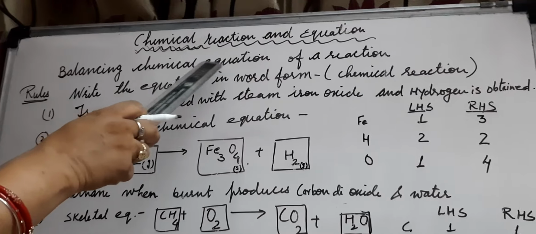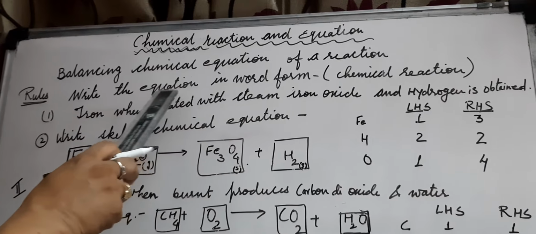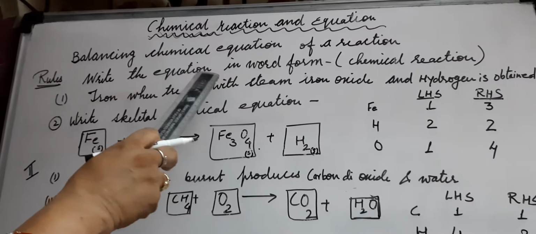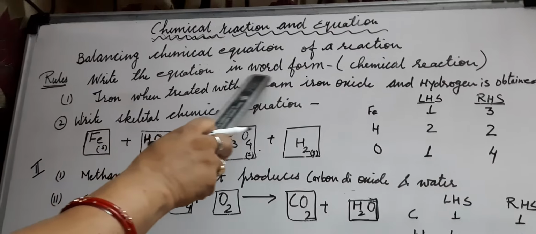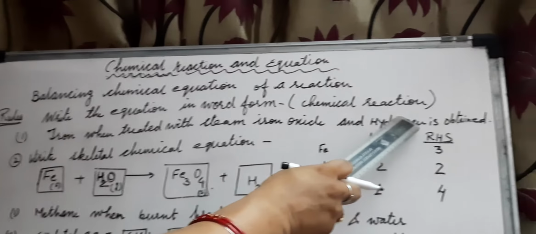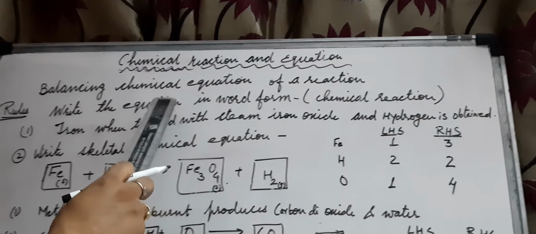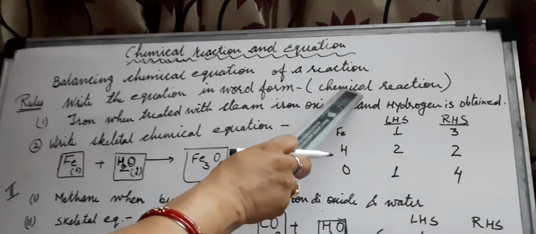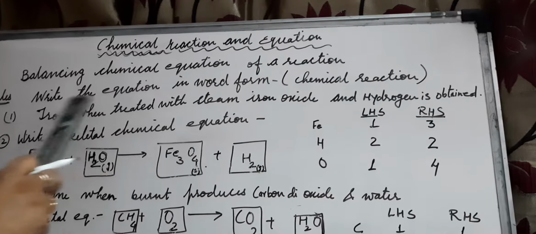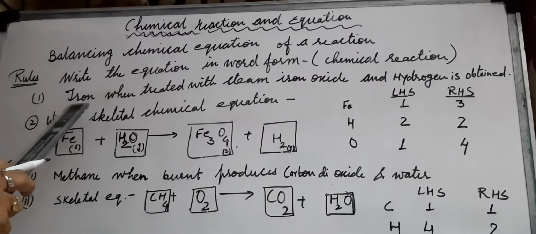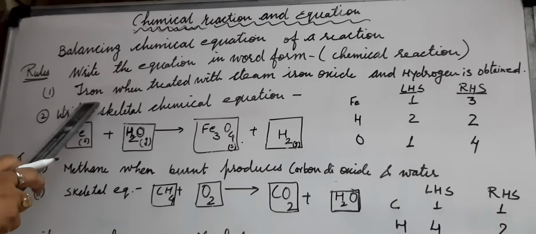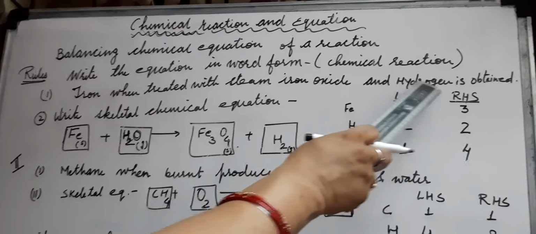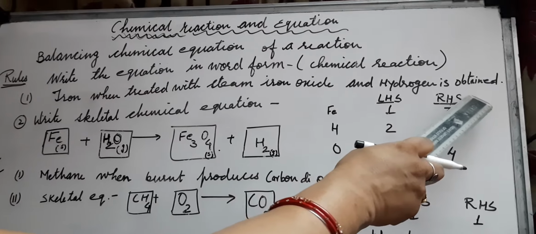For balancing a chemical equation, we have to write, firstly, the equation in word form. And you know very well that an equation in word form is called a chemical reaction. So today we are balancing a chemical equation by writing firstly the chemical reaction. The reaction in word form is: iron when treated with steam gives iron oxide and hydrogen gas.